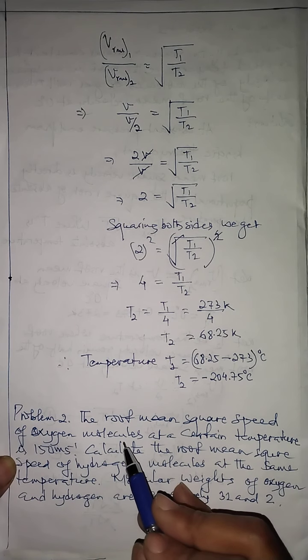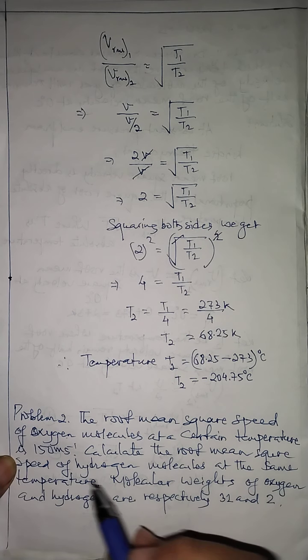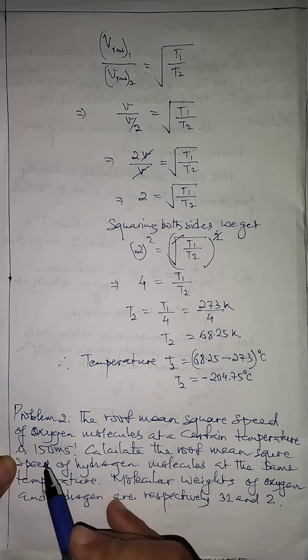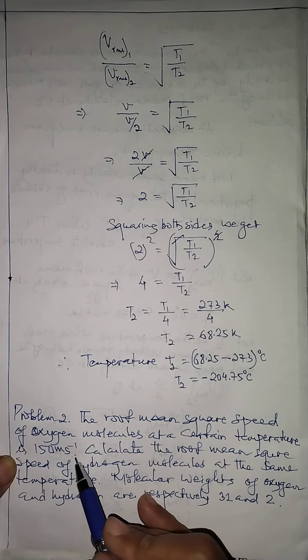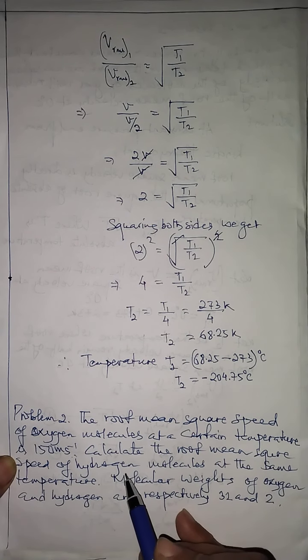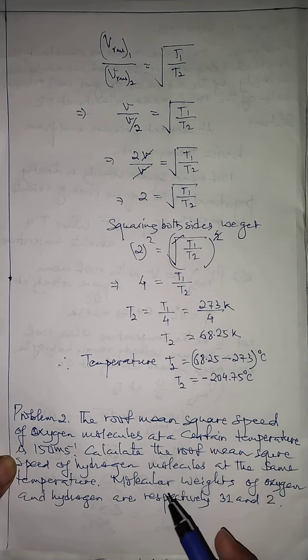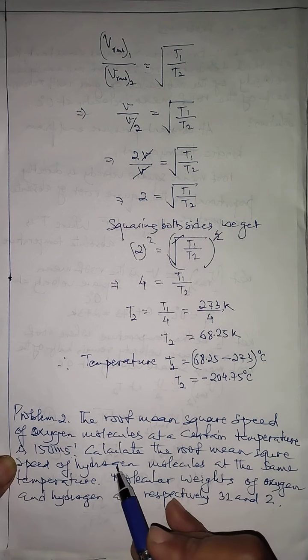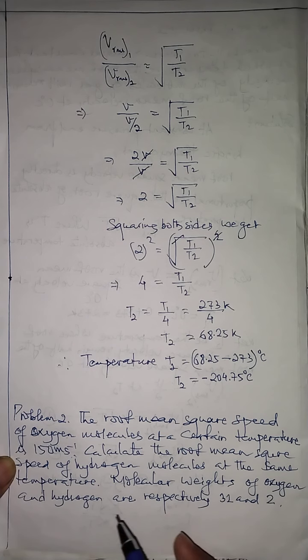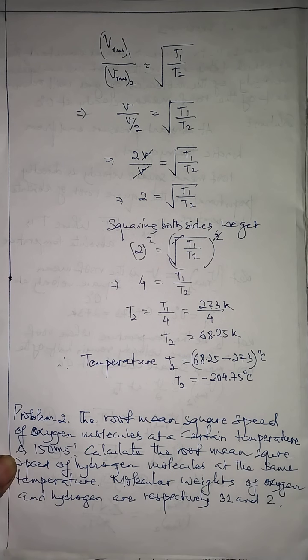at a certain temperature, which means the temperature is constant, is 150 meter per second. After that, the question says to calculate the root mean square speed of hydrogen. With respect to the root mean square speed of oxygen, we have to find the root mean square speed of hydrogen molecules at the same temperature. That means at constant temperature, we need to find the root mean square speed of hydrogen.